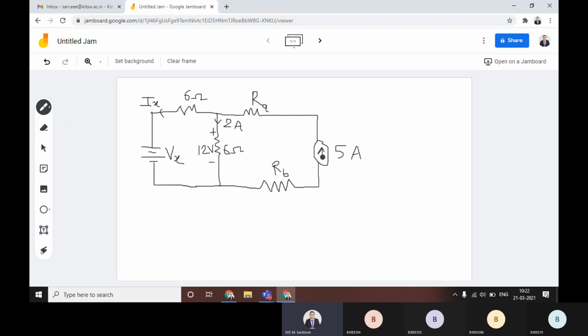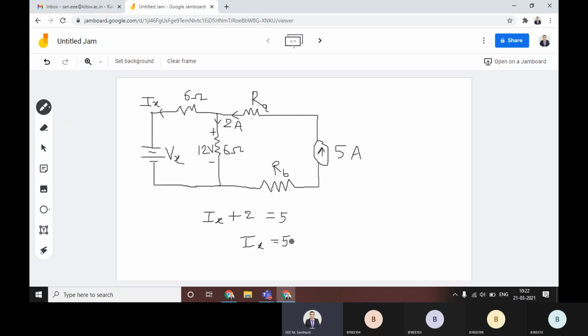Then you can see the current is entering here, and this one is leaving and this one also leaving. That means Ix plus this 2 amperes, whatever is leaving, is equal to the current of 5 amperes entering. This 5 amperes is entering. Then what is the value of Ix? 3 amperes.